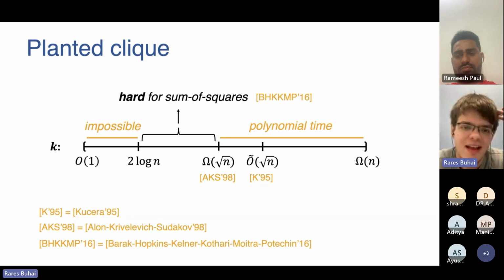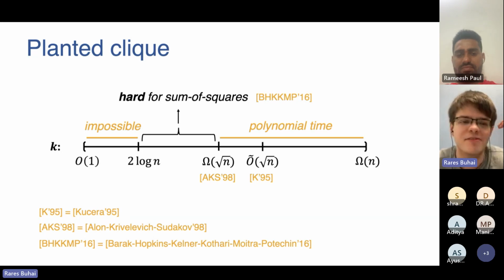So what happens there? And it is proved that in this regime, it's actually hard for sum of squares algorithms to find the clique. So sum of squares algorithms are a class of convex programs that are very powerful. Almost all algorithms for these kinds of estimation and average case problems can be captured by sum of squares programs. So the fact that it's hard for polynomial time sum of squares programs to solve the problem is taken as evidence that it's really computationally hard. So in general, we wouldn't expect polynomial time algorithms to exist between 2 log n and root n.